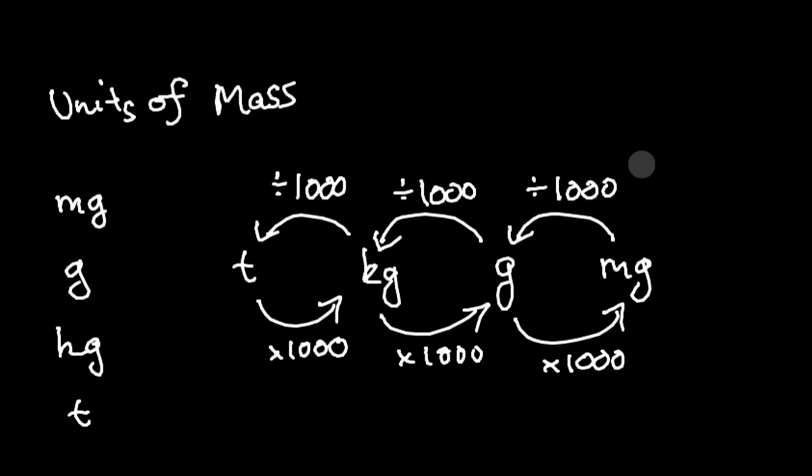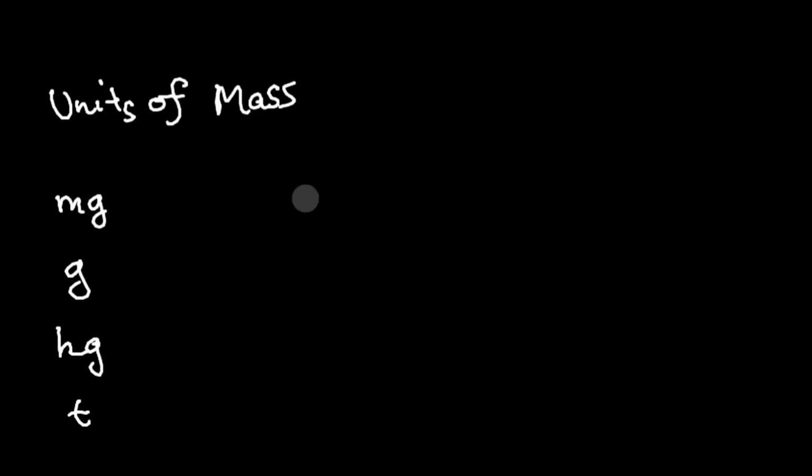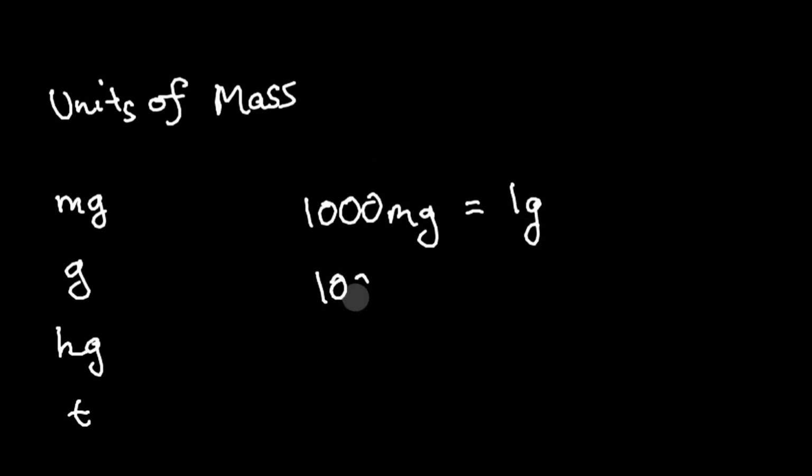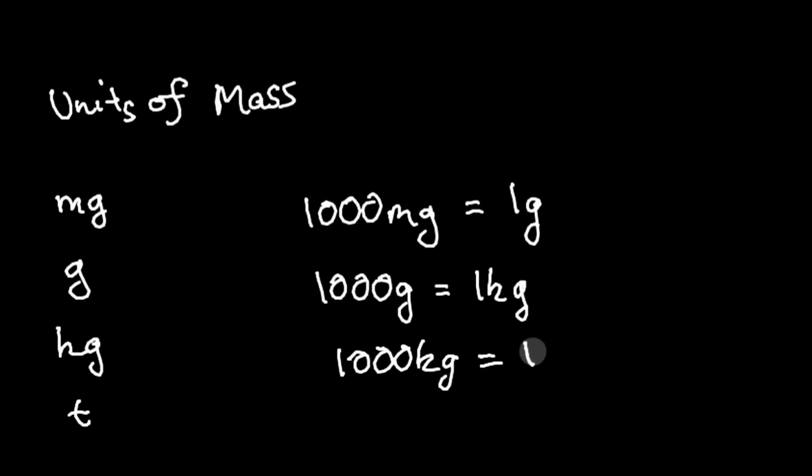So make sure you memorize this chart if you want. It's pretty easy to memorize. So 1,000 milligrams would equal 1 gram. 1,000 grams would equal 1 kilogram. 1,000 kilograms would equal 1 ton.